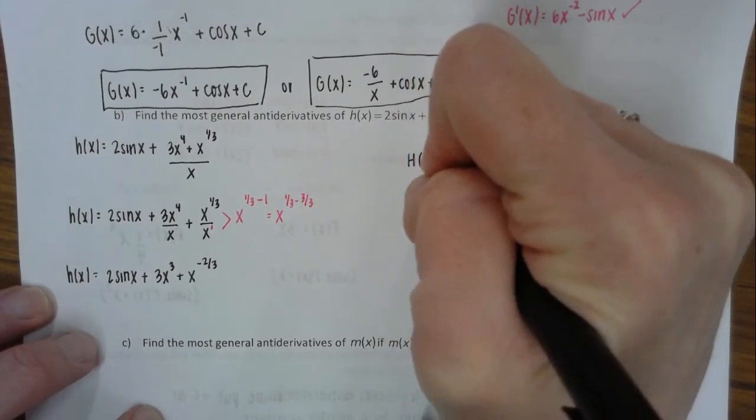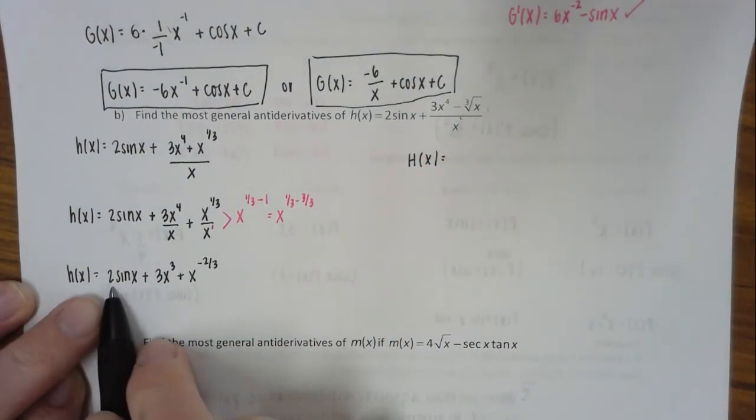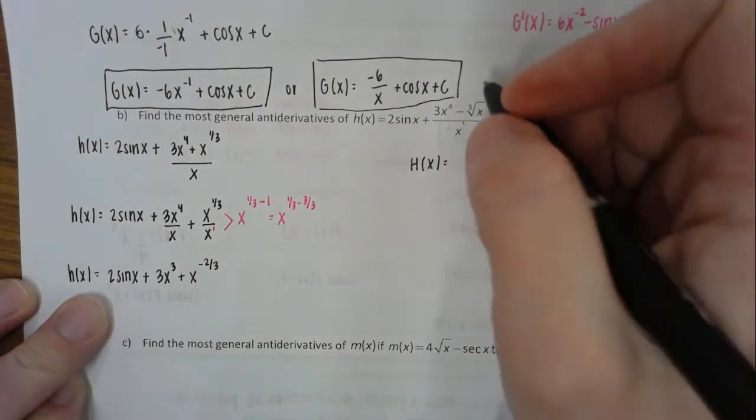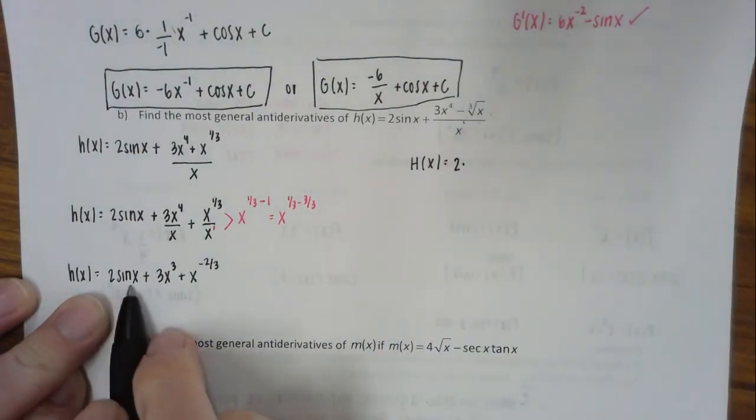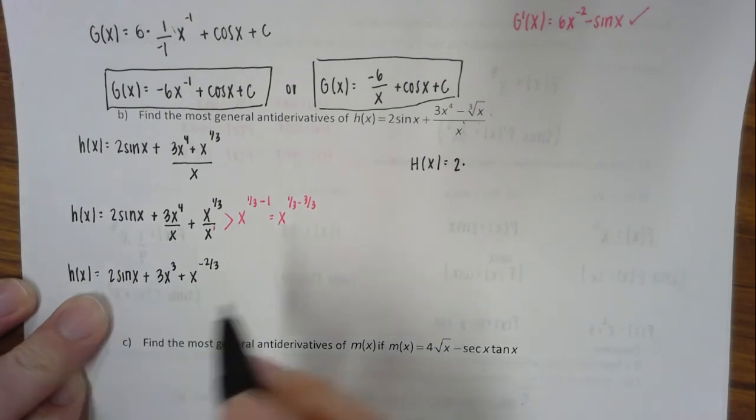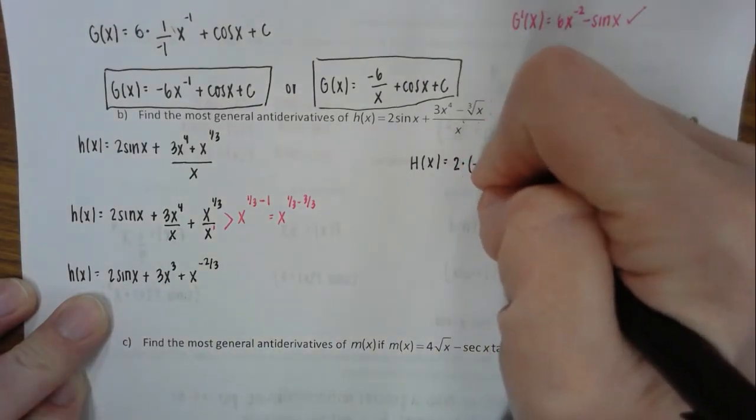So I'm going to call this big h of x, and I'm going to just work my way term by term here. So I'm going to bring over the 2. I want to take the antiderivative of sine, which in the last problem we said was negative cosine.